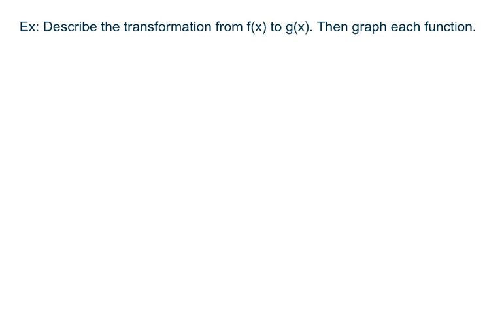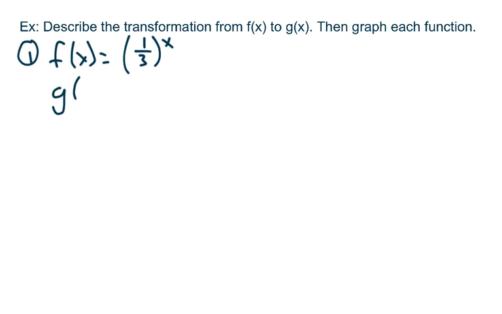Describe the transformation from f of x to g of x and then graph each function. So number 1 here, f of x is equal to 1/3 to the x power, and then g of x is equal to 1/3 to the x power minus 5. The minus 5 is not part of the exponent. Let's do this first. Describe the transformation from f of x to g of x.